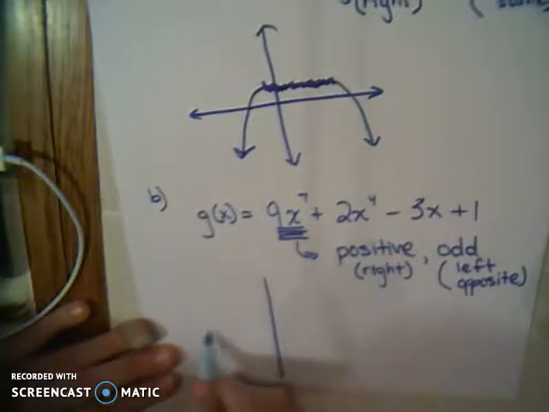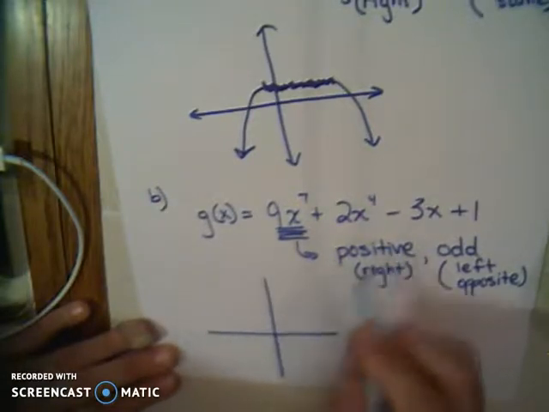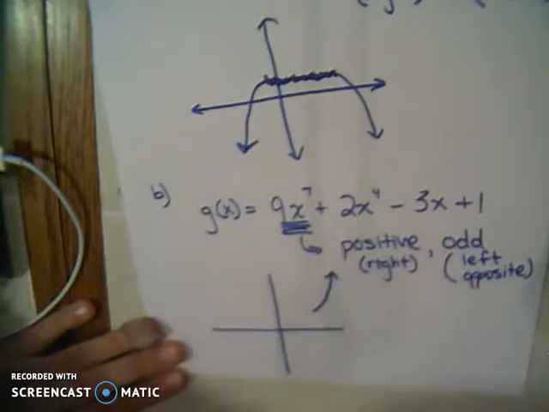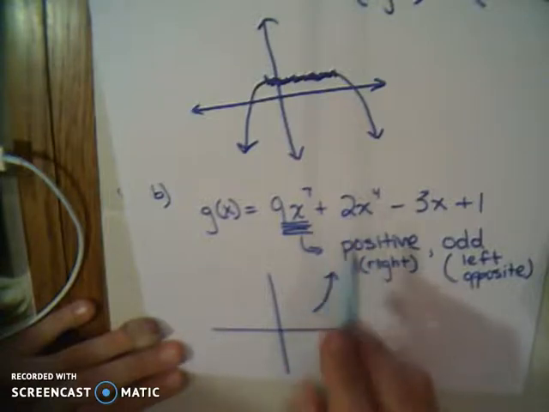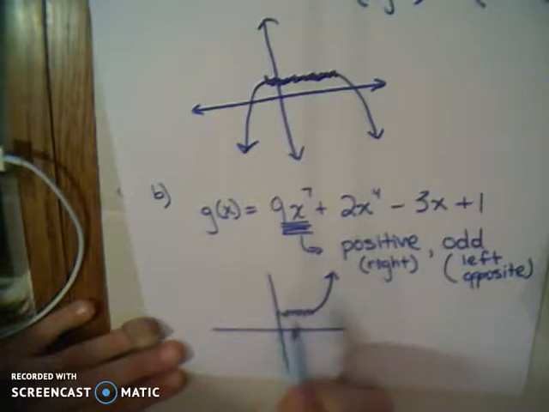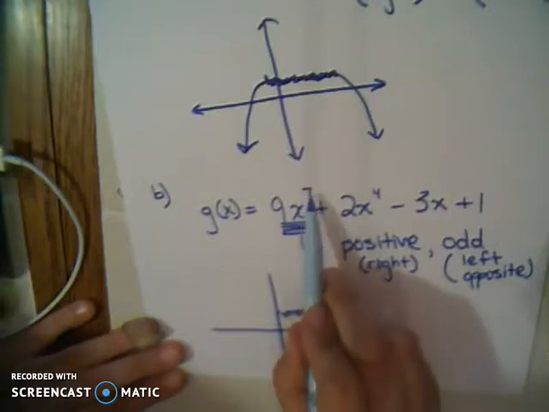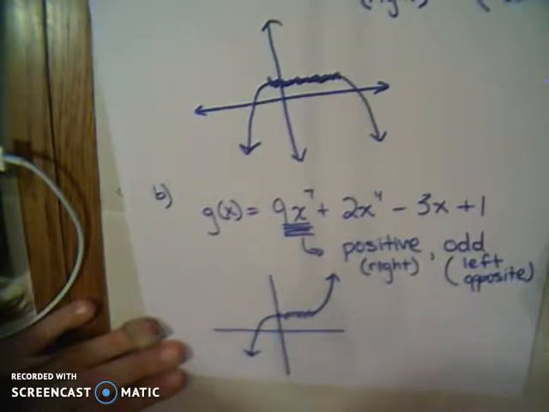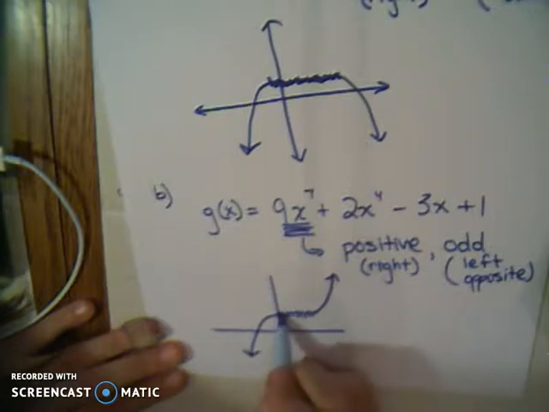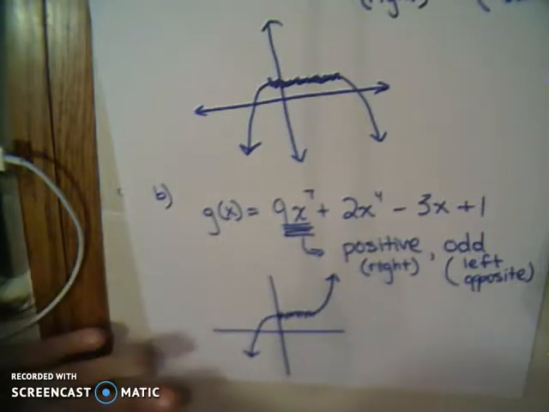So on the right, positive means up. On the right, I'm going up. Leading coefficient is positive. That tells me the right-hand side is going to the positives. It's going up. And then because the exponent is odd, that tells me the left-hand side is doing the opposite. So the left-hand side is going down. We don't know or care what's going on in the middle right now. We just want to know what's happening on the ends of our graph. On the right, we're going up. On the left, we're going down.